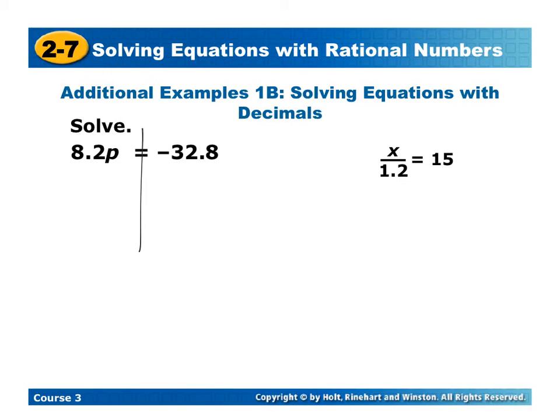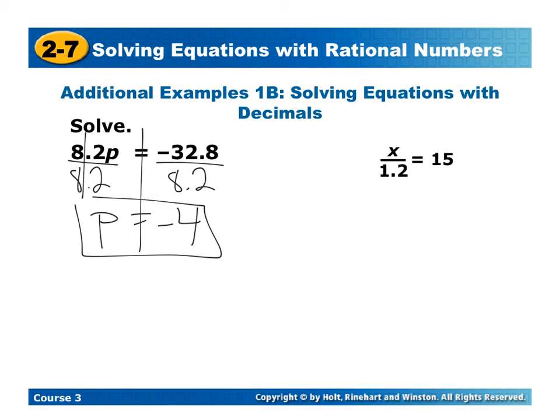Okay, on this first one, we have 8.2 or 8 2/10 times p. So I'm going to go ahead and divide both sides by 8 2/10. These cancel out, so I have 32 8/10, but it's a negative, and divide it by 8 2/10, and I get 4, but I have a negative divided by positive, so my answer would be -4.